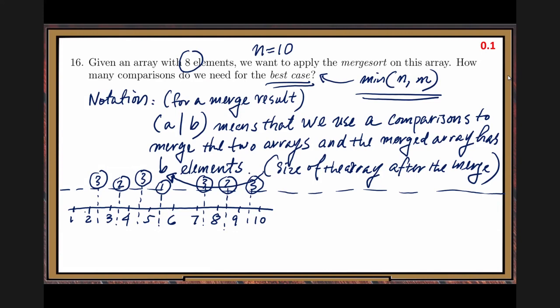All right. So here, let's count. I need to use different notations. One comparison here. When you see 2 elements, one comparison here.